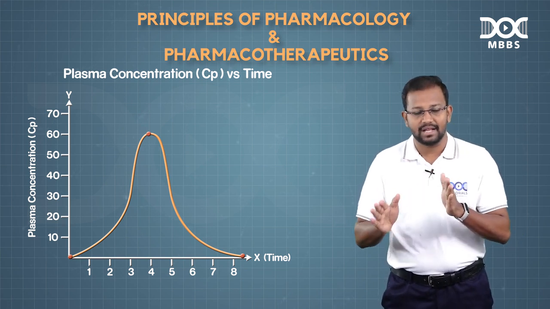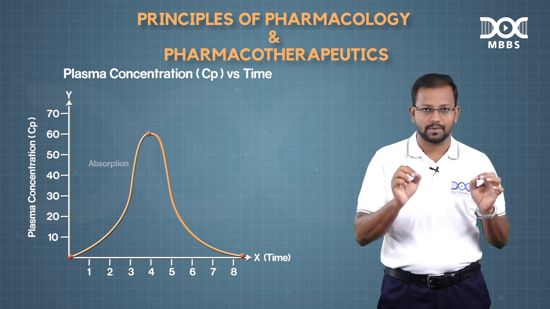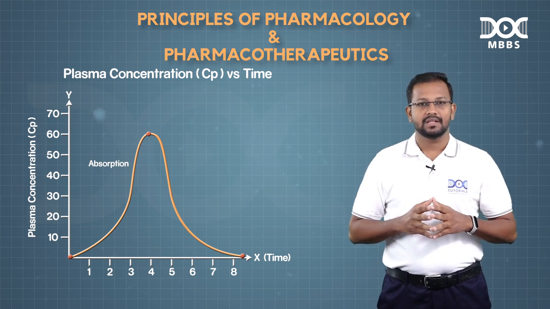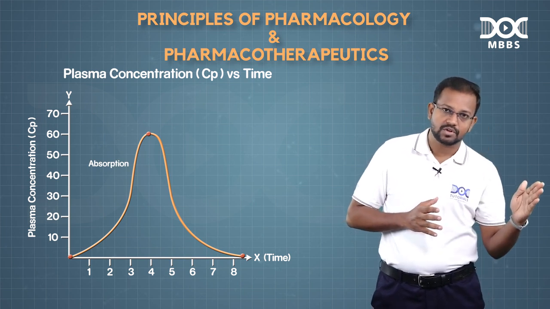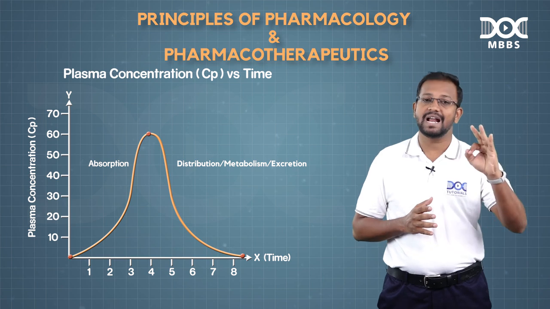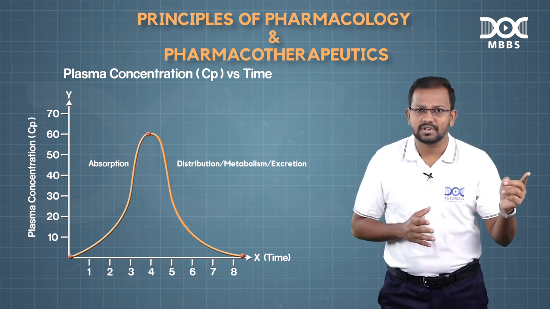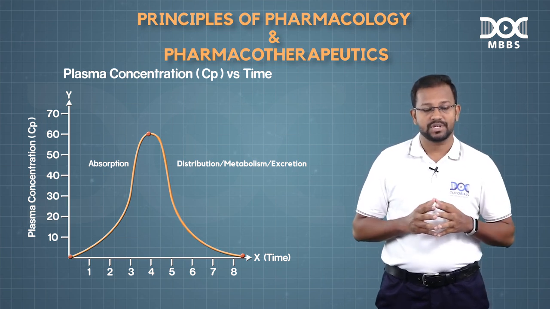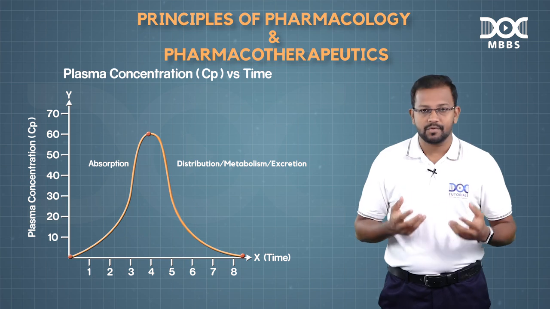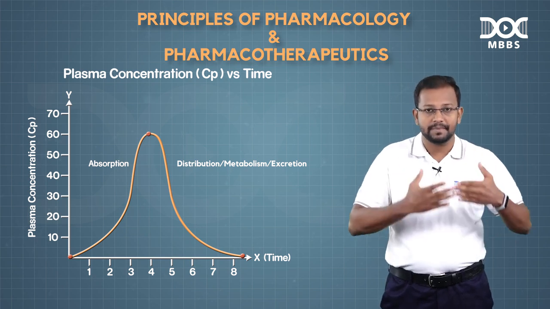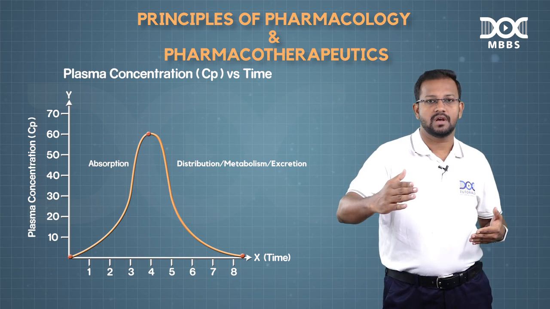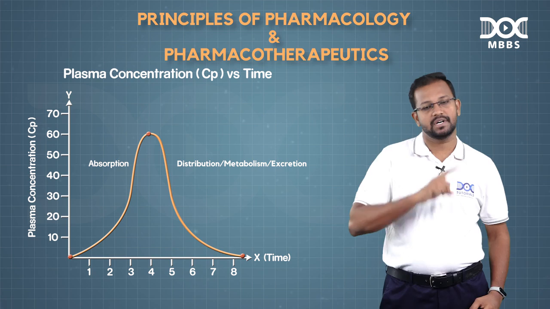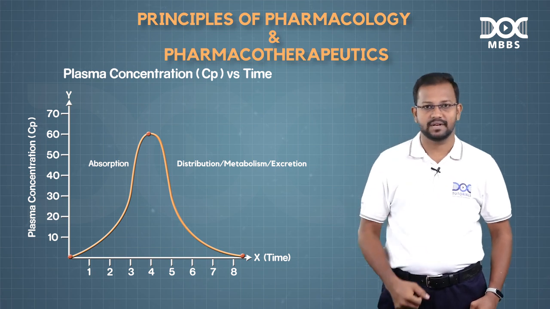The reason for the rise in the graph is because of absorption, movement of drug from the site of administration to the blood. The reason for the decrease in the graph is because of distribution, metabolism and excretion. Why does distribution come under this process, guys? Because we are calculating what? Concentration of drug which is there in the plasma. Distribution means what? Movement of drug molecules from the blood into the tissues or organs. So the concentration in plasma tends to fall down. So the decrease in the graph is because of distribution, metabolism and also excretion.